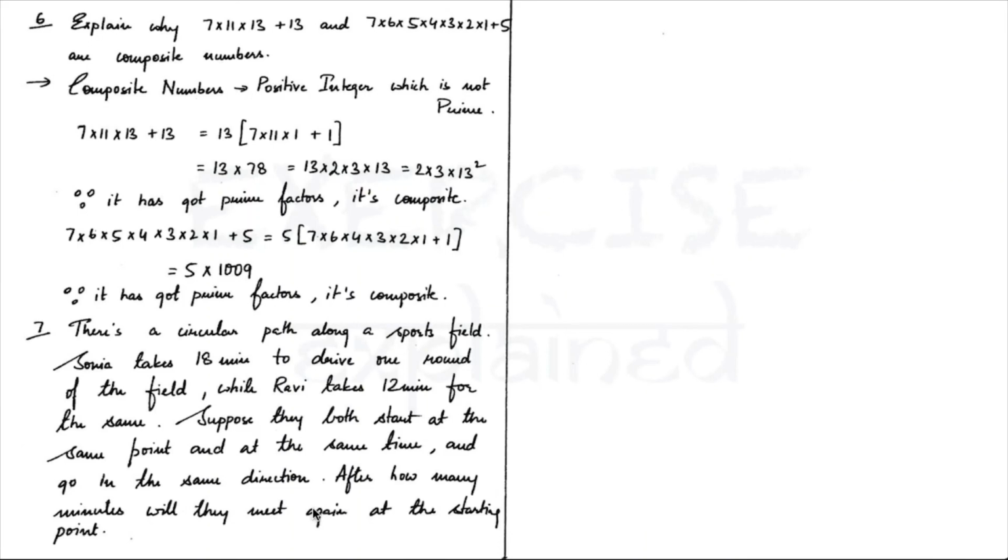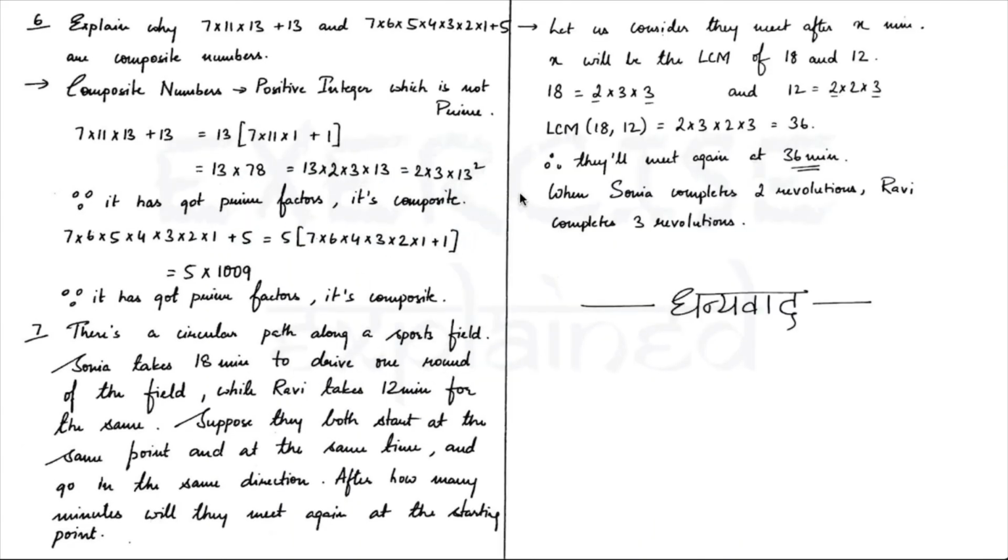Remember, they both started from the same point and are going in the same direction, but Ravi is faster than Sonia. Ravi takes 12 minutes to complete one round, and Sonia takes 18 minutes to complete the same. So, in order to find when they will meet at the starting point again, we just need to find the LCM of 18 and 12. So let us consider they meet after x minutes. So x will be the LCM of 18 and 12.